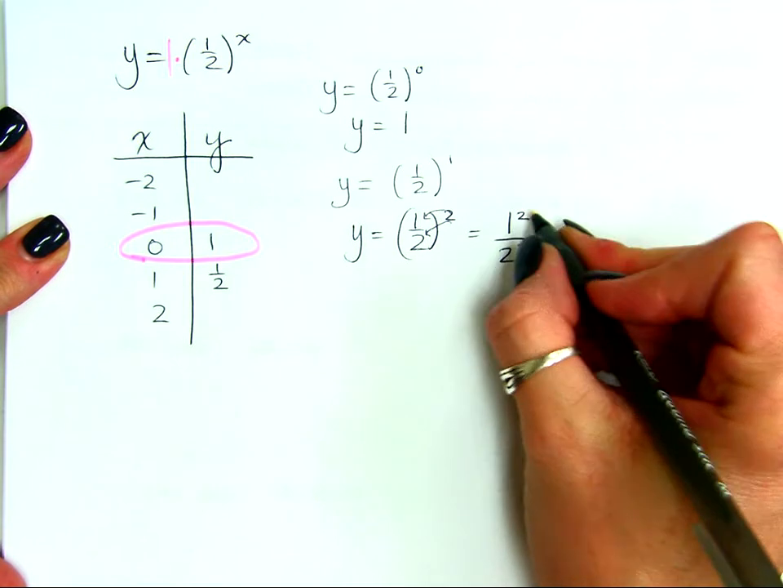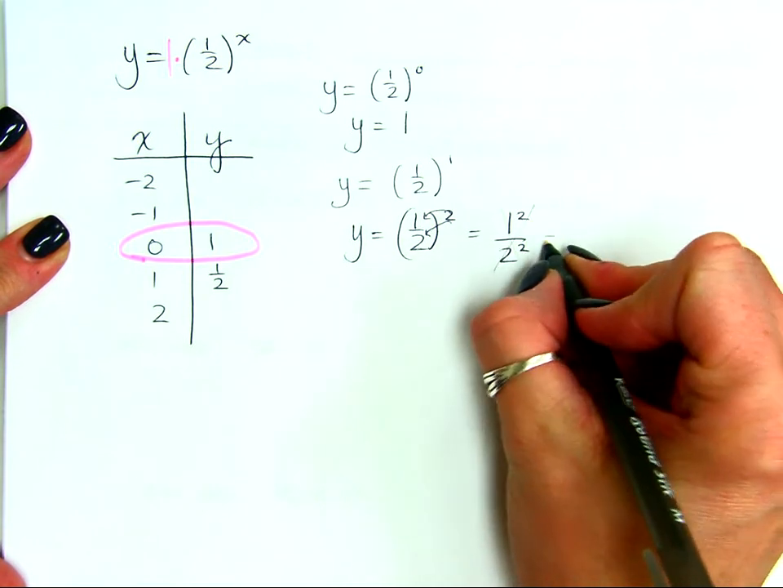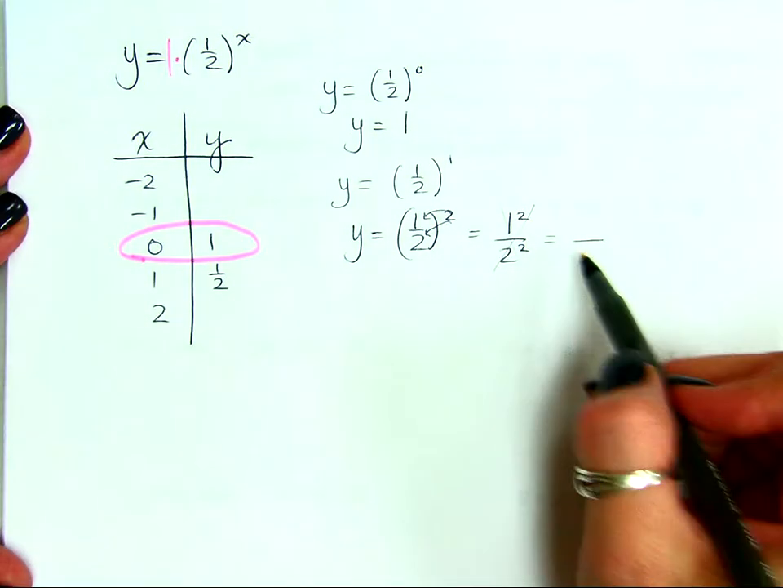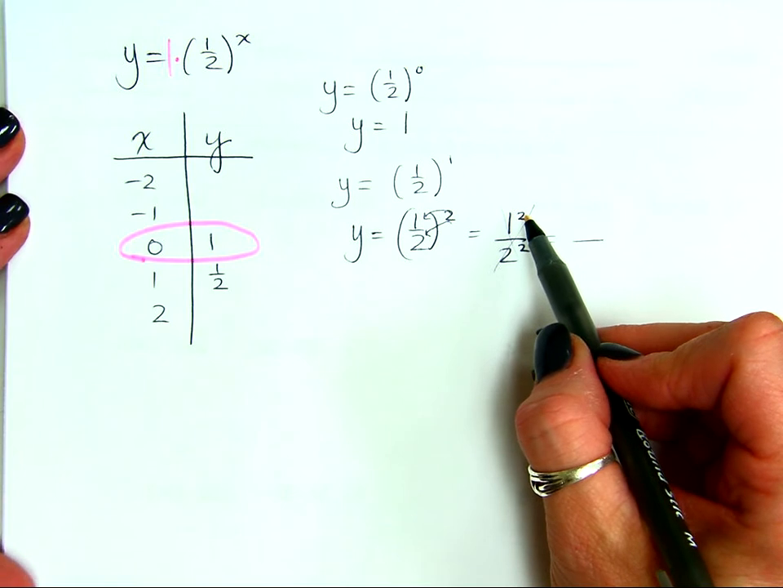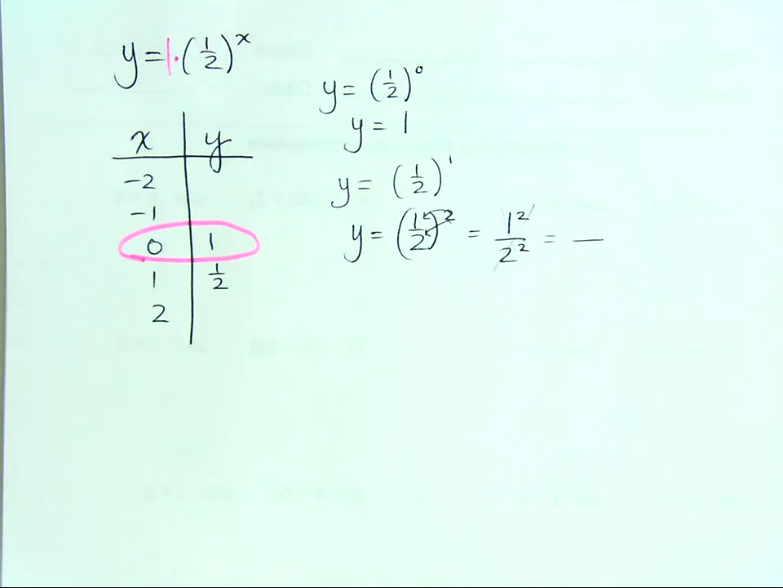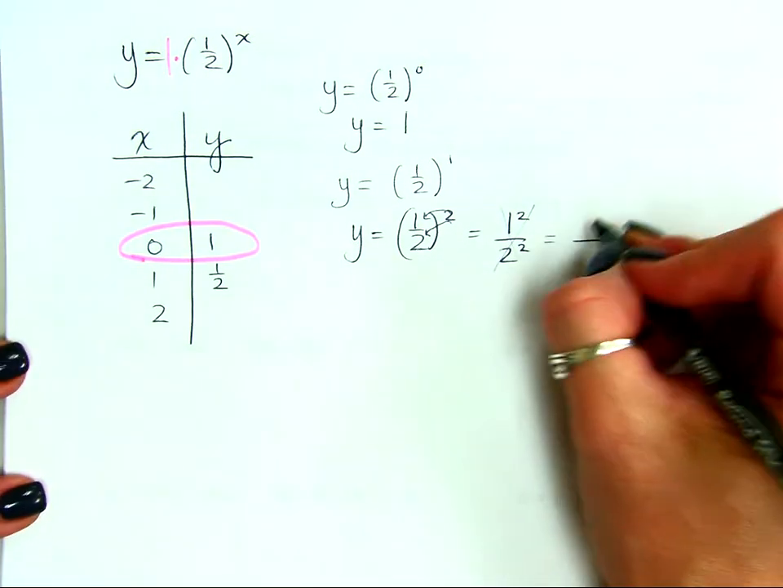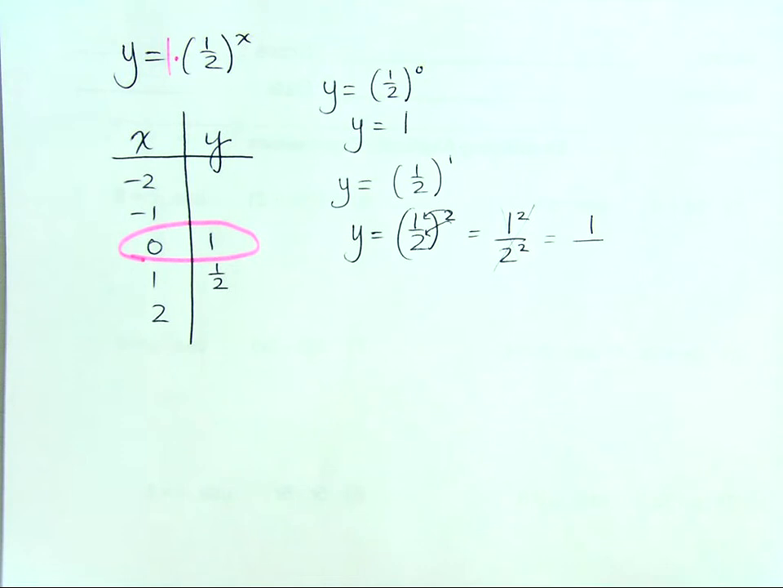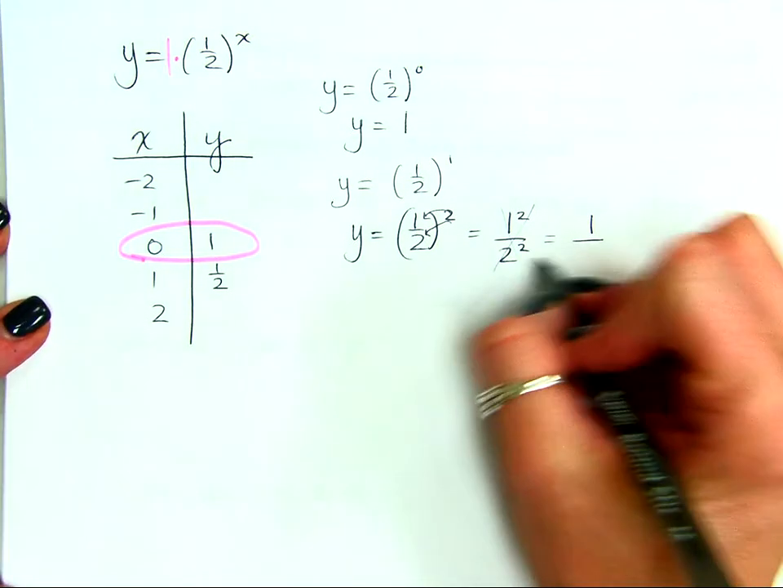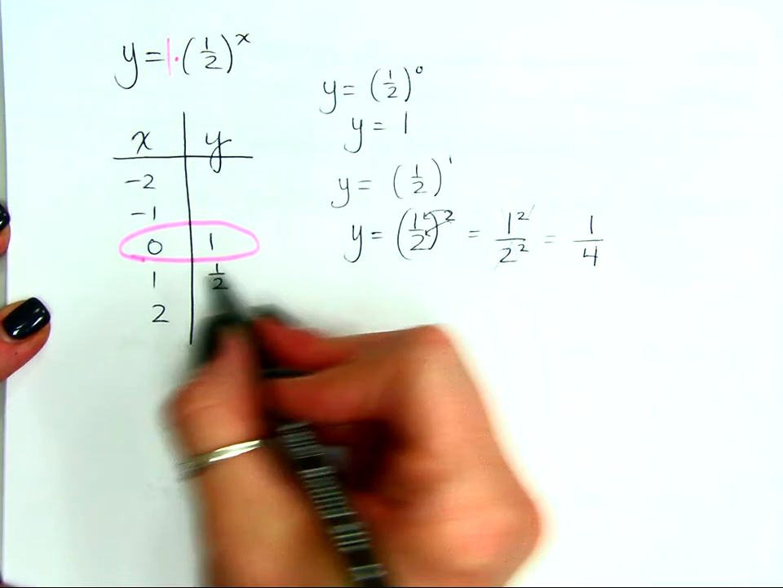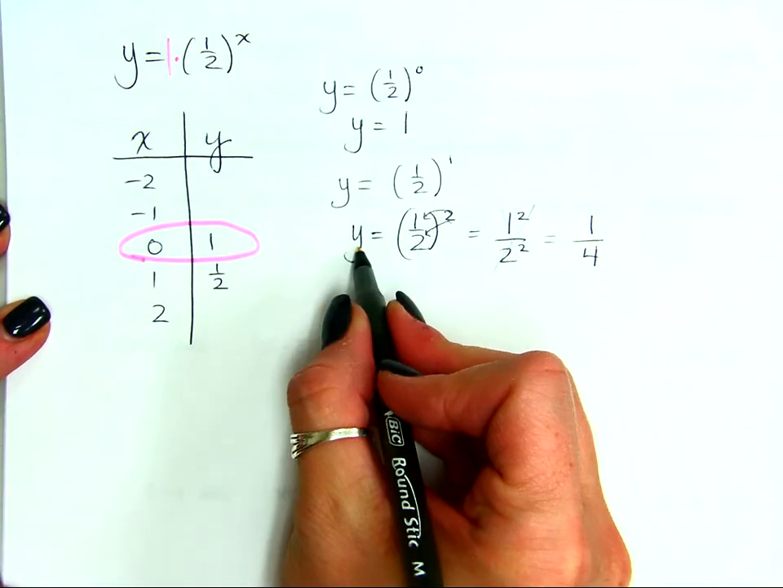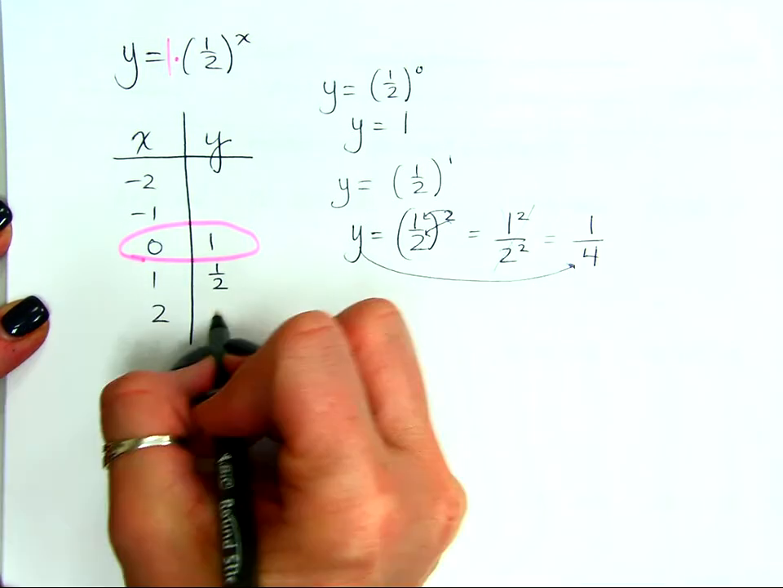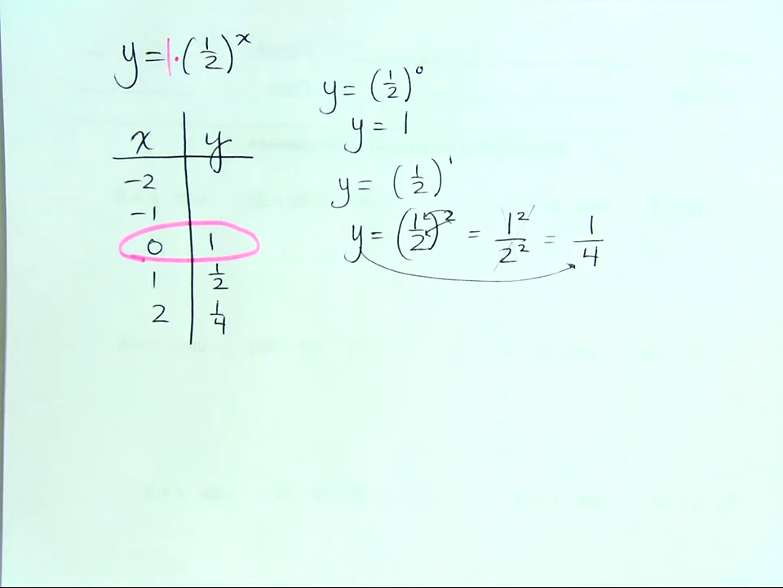This is a step you don't always have to show, but I'm just showing you for a minute. Be careful, please. 1 to the second power, the biggest, most common mistake is people make that 2. It's 1 times 1, which is 1. 1 to any power is 1, right? And 2 squared is 4. So when I made my exponent 2, the corresponding y value that shot out was 1/4, okay?